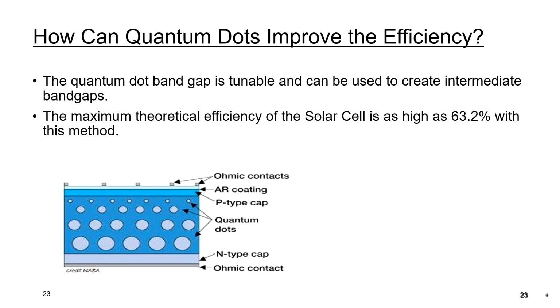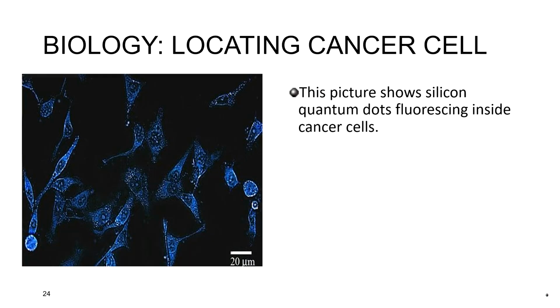So how do quantum dots improve the efficiency? The quantum dot band gap is tunable and can be used to create intermediate band gaps, and the maximum theoretical efficiency of the solar cell is as high as 63% with this method. So now they are improving it. From 42% they are now reaching almost 62% if you use quantum dots, and simple pictures are here to help understand.